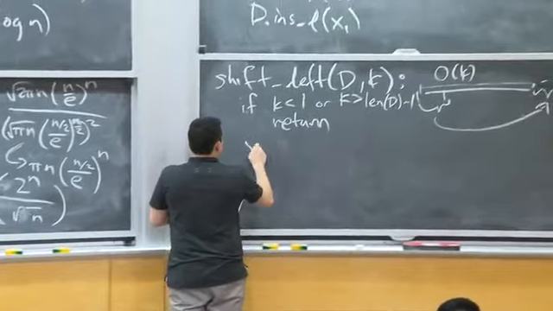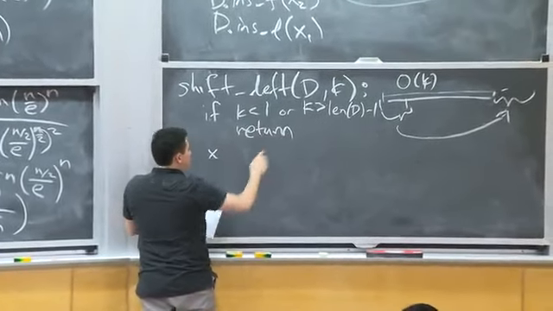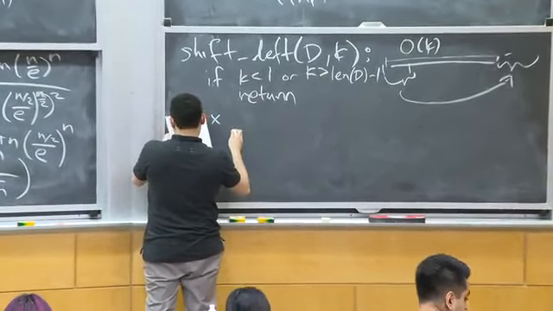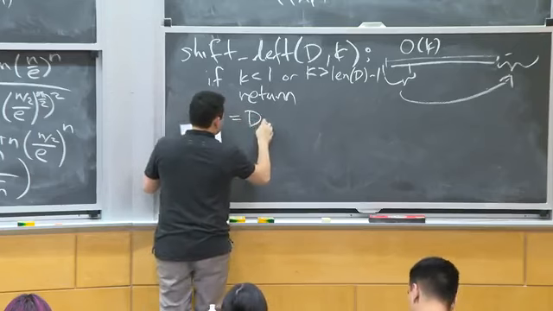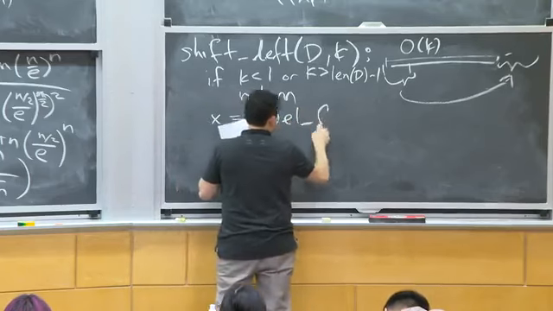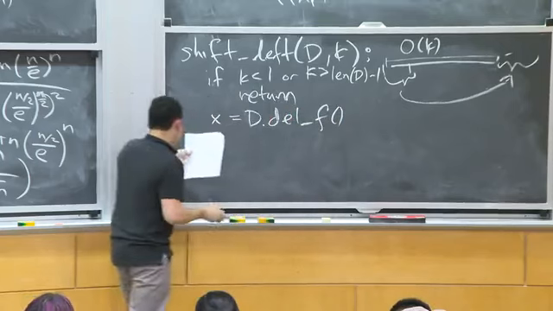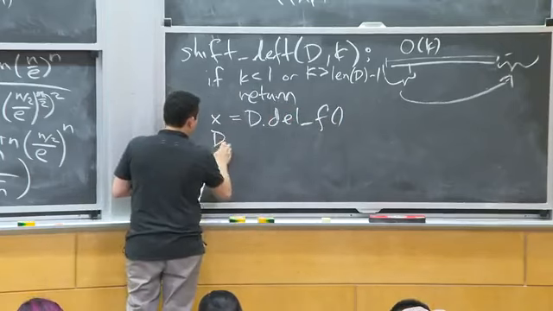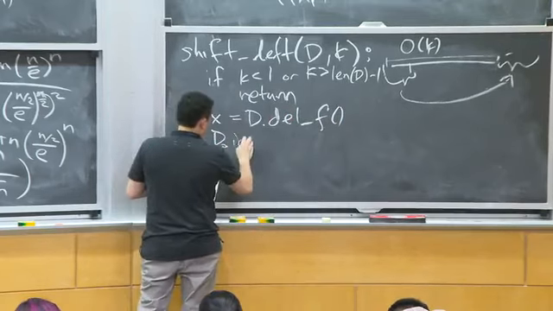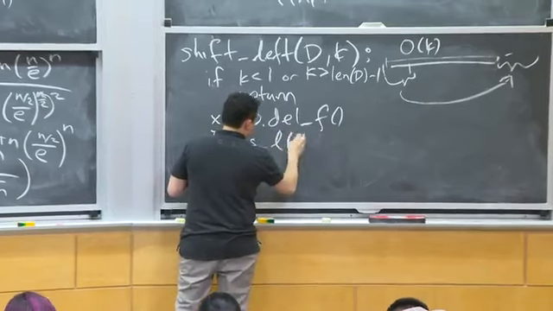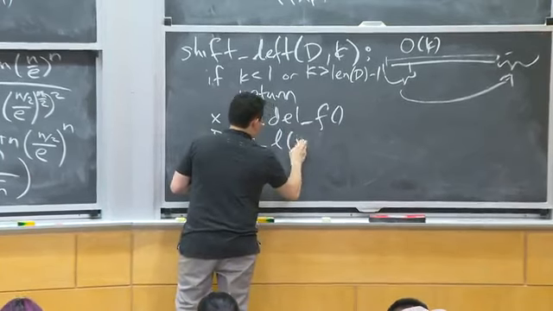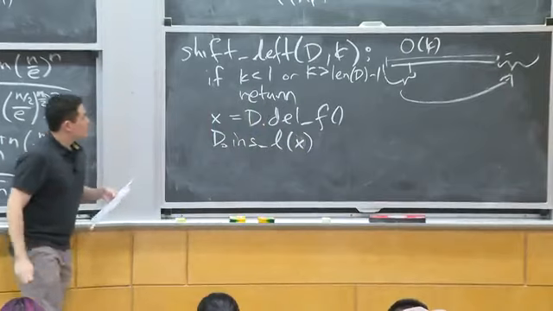So we'll delete the first thing as a temporary variable, right? Delete first. Okay, and then we'll insert last x, right?